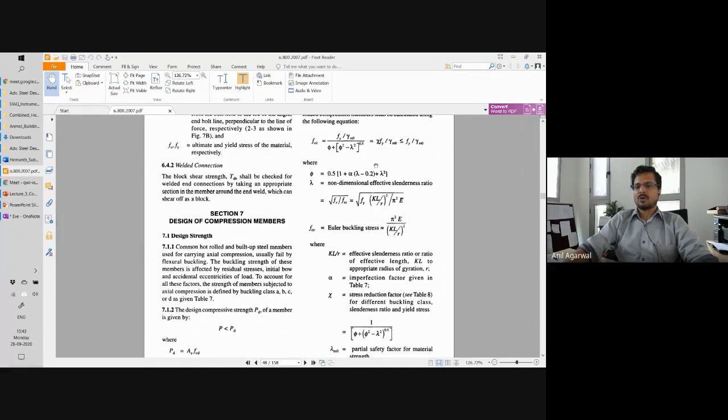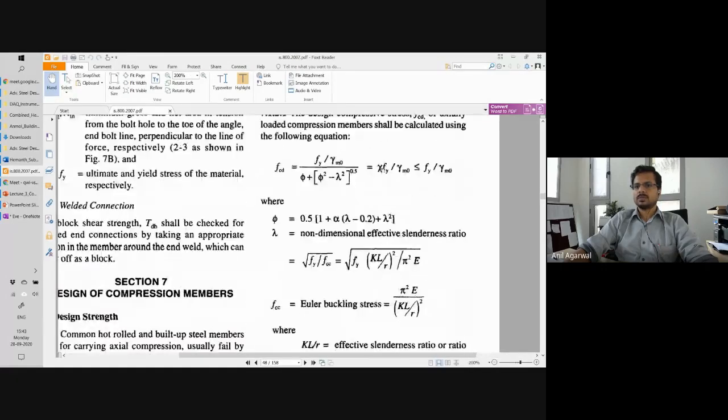Okay. Now what will happen is that for this particular expression, sometimes for very small lambda values, the value of chi that you can calculate from this expression will sometimes turn out to be more than 1. So if that happens, then you have to keep it under 1. So there is this limit set.